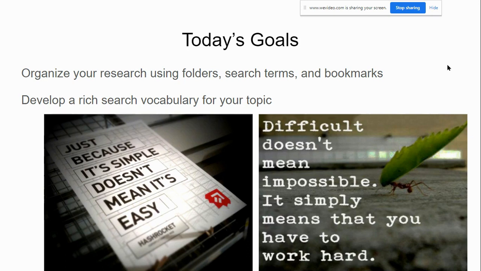And today especially, we're going to zero in on developing a rich search vocabulary for your topic. So this is a simple process, but it's not necessarily easy. And the fact that it's difficult doesn't mean it's impossible. It's simply something that we're going to have to work hard on. You're going to have to work on it throughout the year and stay consistent.